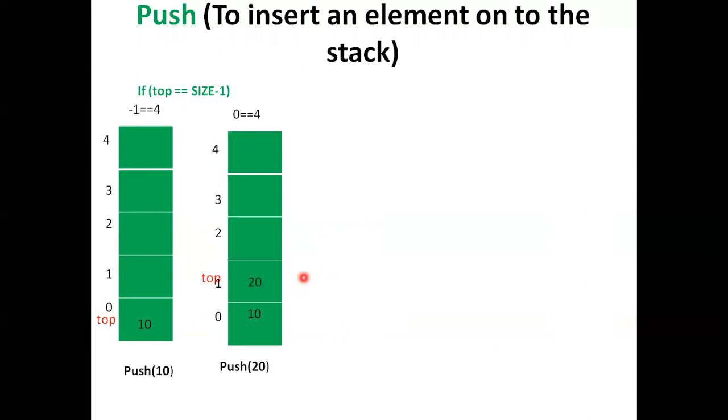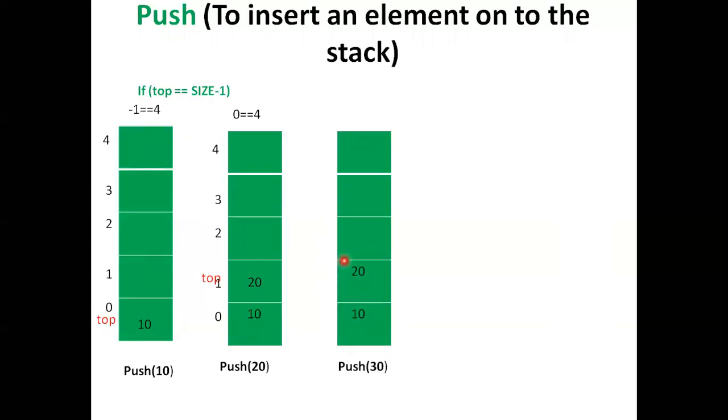That's it. Now again we want to insert 30. Check the previous array: the elements 10 and 20 are there, and top is indicating index 1. Now check the condition: is 1 equal to 4?